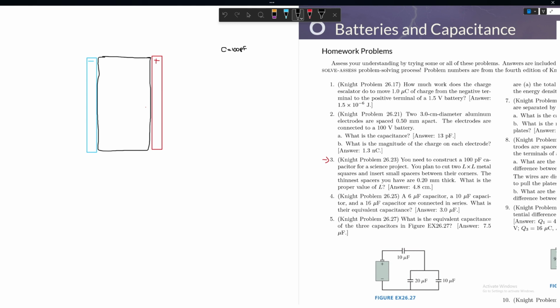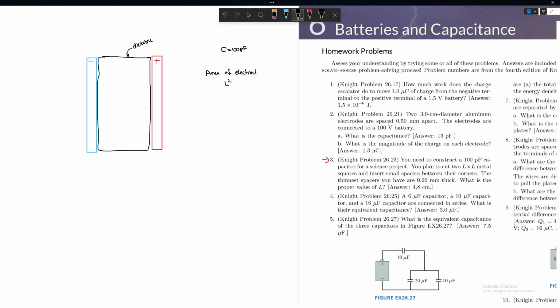Where's my square? I guess there's no square. Anyways, this is my dielectric. And this, the area of the electrode, is L squared, because L times L is just L squared.